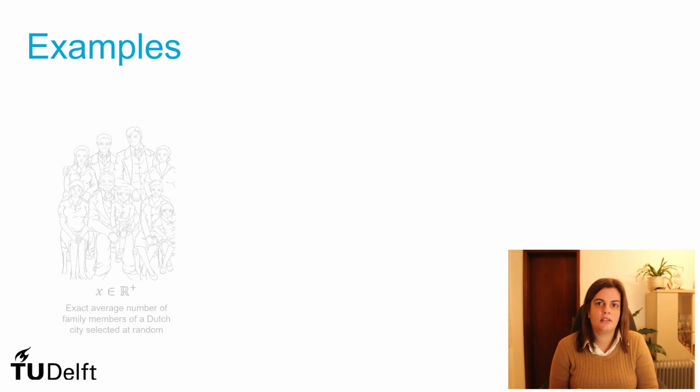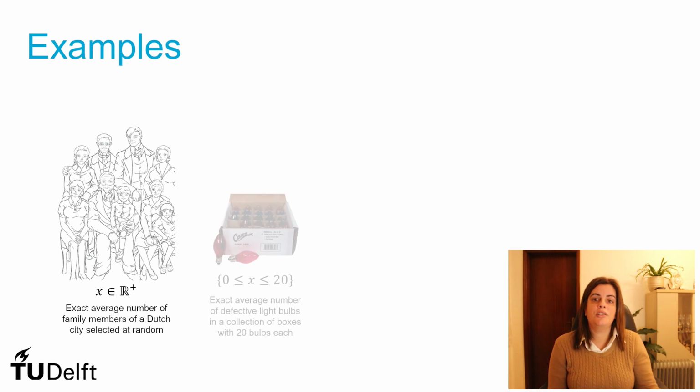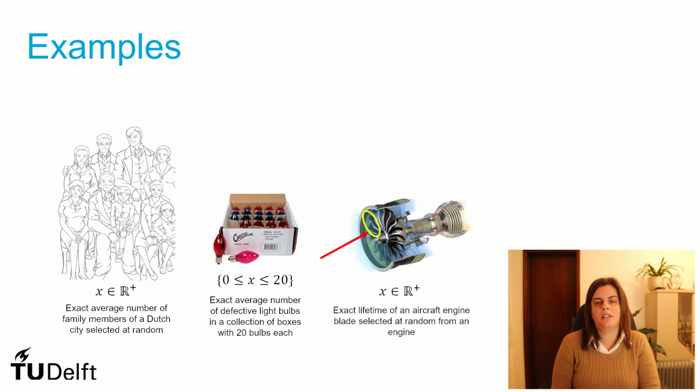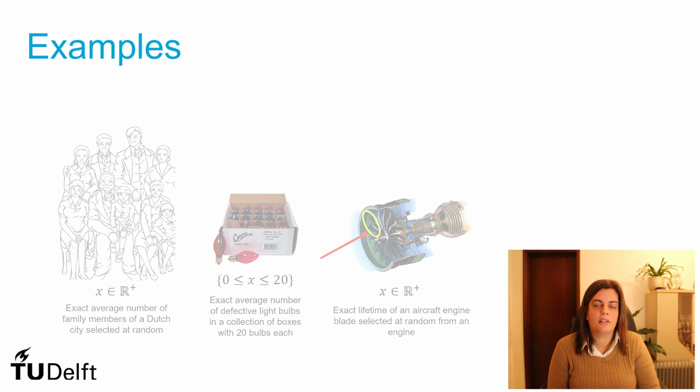So consider three examples of continuous random variables. First, the exact average number of family members of a Dutch family selected at random. The average number of defective light bulbs found in several inspections. The exact lifetime of an aircraft engine blade. All of these examples are examples in which the range is not just restricted to a set of discrete items, but it's an interval of numbers from the set of real numbers.